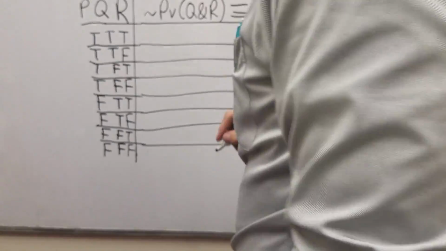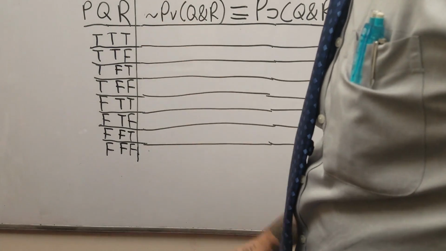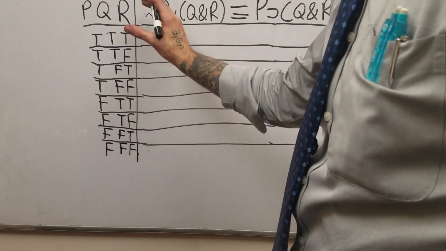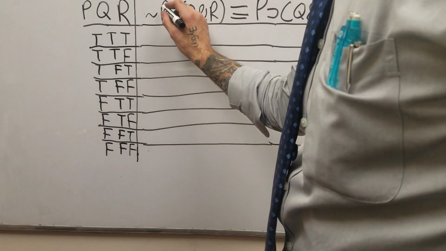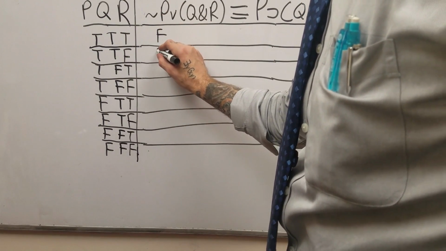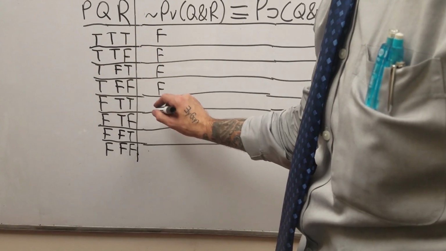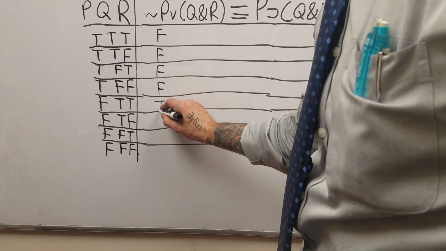Okay, we might as well just go over here and start on the left. We're going to start with the connective with the least scope, the negation. It's just going to flip the value of the P. So we're going to get false, false, false, false.